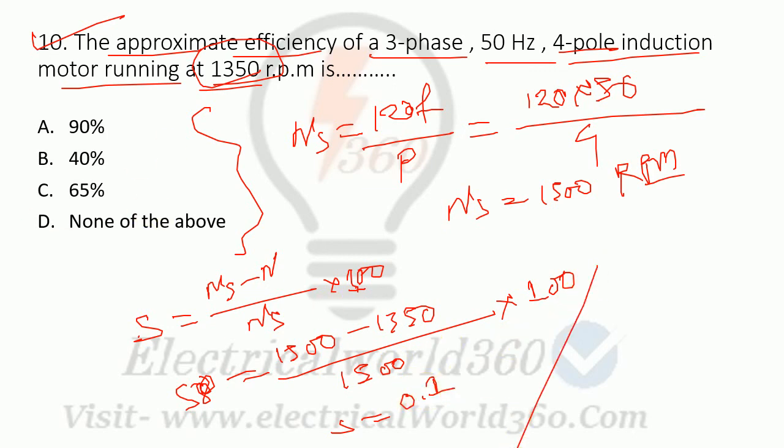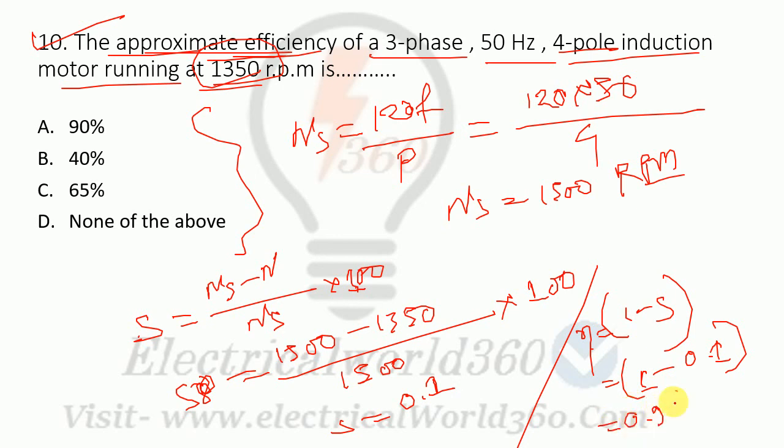So the approximate efficiency will be 1 minus s. So 1 minus 0.1 will be 0.9, or you can call it 90%. So here you can see in the option number A, 90% will be the right answer.